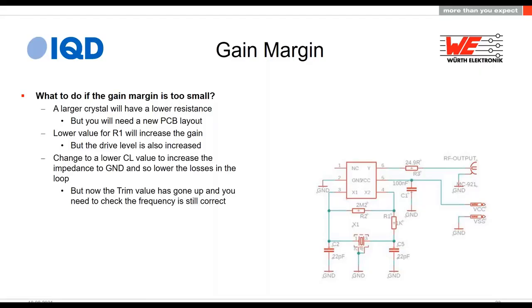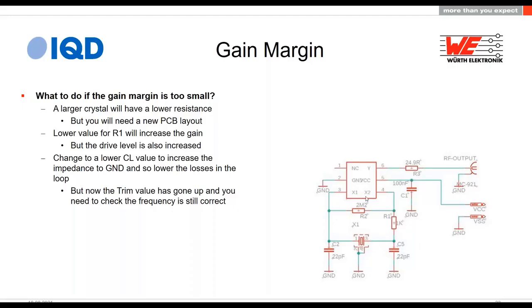Well, there is a third method. The third method is you can change to use a crystal with a lower CL value. So we're using a 10 picofarad CL value. I can use a crystal with a lower CL value, and what that will do is it will lower the losses in the loop. So obviously, if I use a lower CL value on the crystal, I'm going to change these capacitors to be a lower value. And what that means is that the losses within that loop are going to be a lot less.